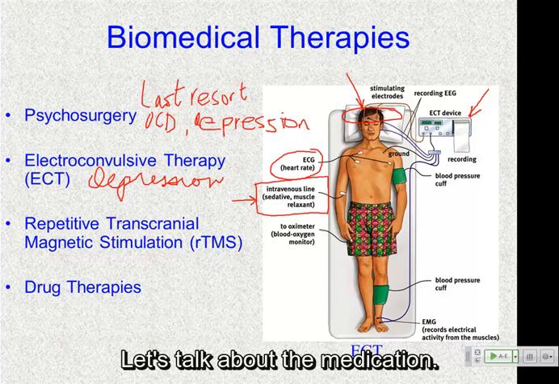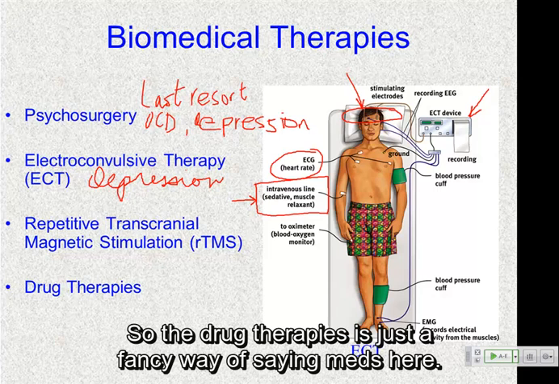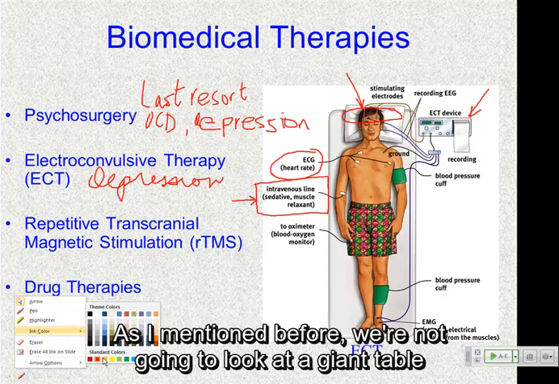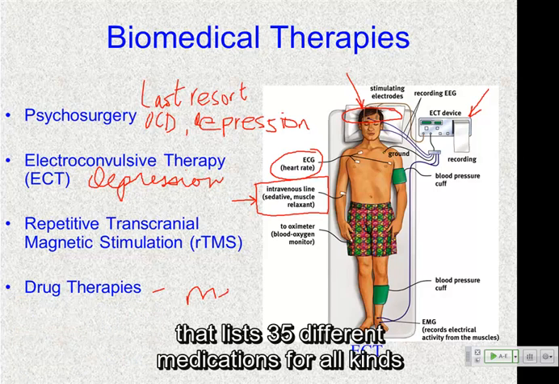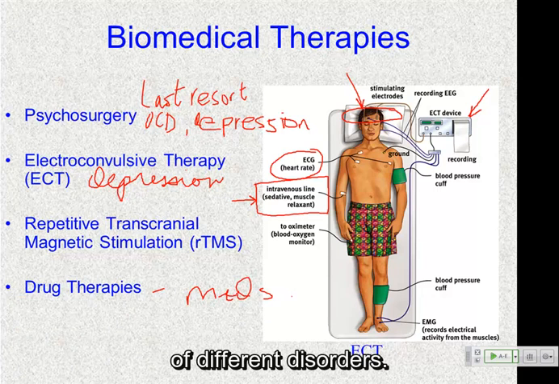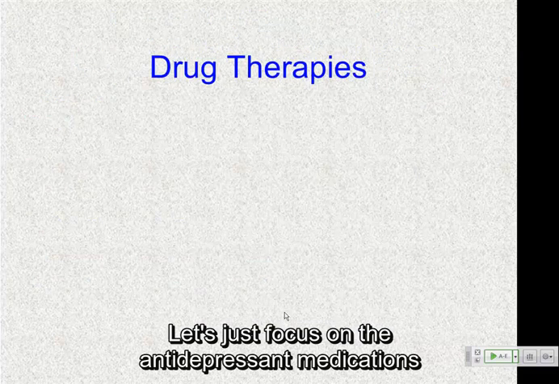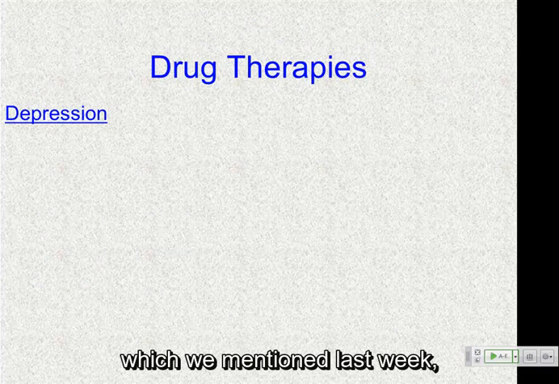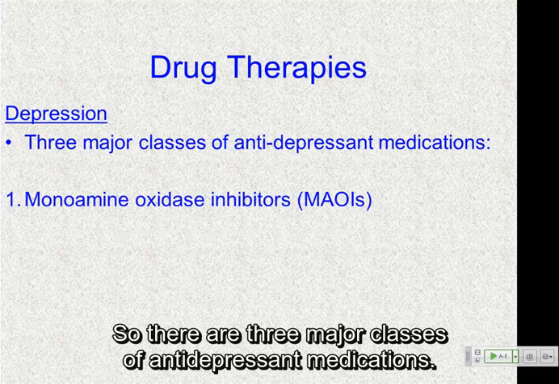All right, let's talk about the medication. The drug therapies is just a fancy way of saying meds here. As I mentioned before, we're not going to look at a giant table that lists 30, 35 different medications for all kinds of different disorders. Let's just focus on the antidepressant medications that are used to treat depression. Okay? And one of these classes, called the SSRIs, which we mentioned last week, can also have anxiety-reducing effects. So when I talk about them here as antidepressants, remember, they could also be used for something like GAD. So there are three major classes of antidepressant medications.